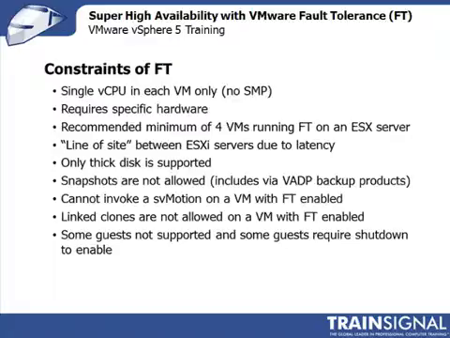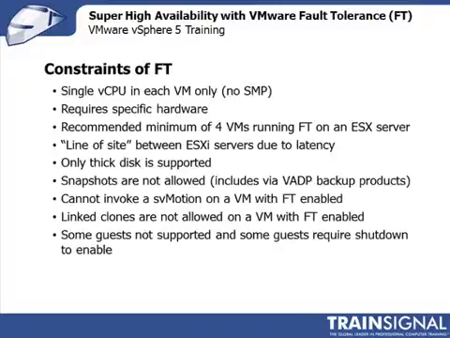Coming back to the constraints here, only thick virtual disks are supported with fault tolerance. You have to be using thick disks. Snapshots are not allowed on the virtual machines that have fault tolerance enabled, and that includes backup products that use the vSphere Storage API for data protection, which would use snapshots to actually do their backup. So that's something you need to take into account. You don't want to just go around enabling fault tolerance haphazardly because you might not get backups of those virtual machines. You need to take these things into account.